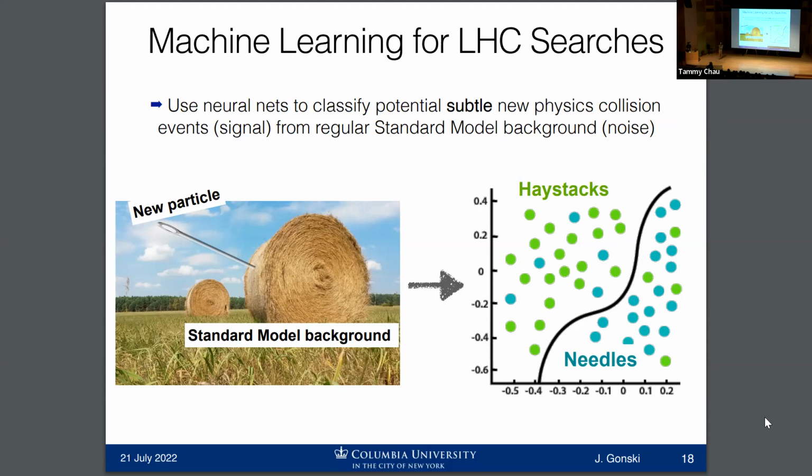A neural net can take those two sets of objects, you as the user label them, you say this one's a needle, this one's hay, and it will build you a fancy classifier that separates those two things, such that if you're interested in needles, you can pull them out.